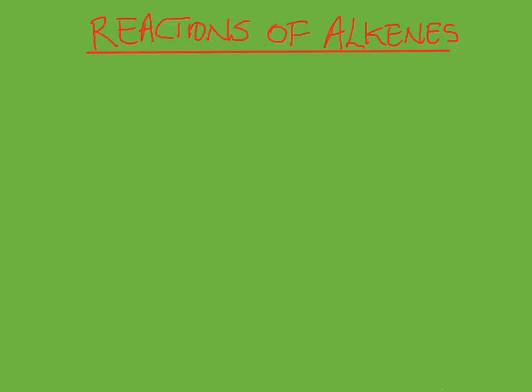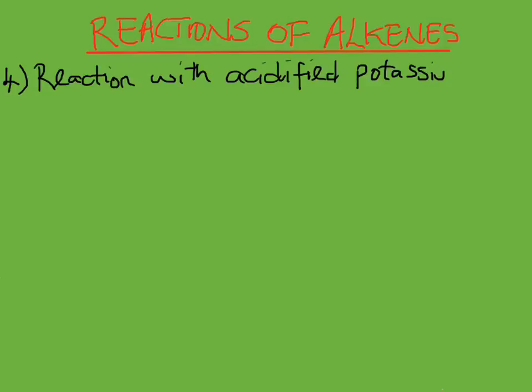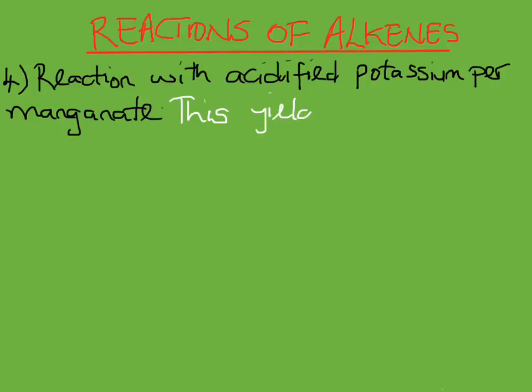And the first one we'll be looking at is going to be reaction with acidified potassium permanganate. Like I said, the first one we're going to look at is reaction with acidified potassium permanganate. Alkenes react with acidified potassium permanganate and readily decolorize the purple color of potassium permanganate, forming a diol.